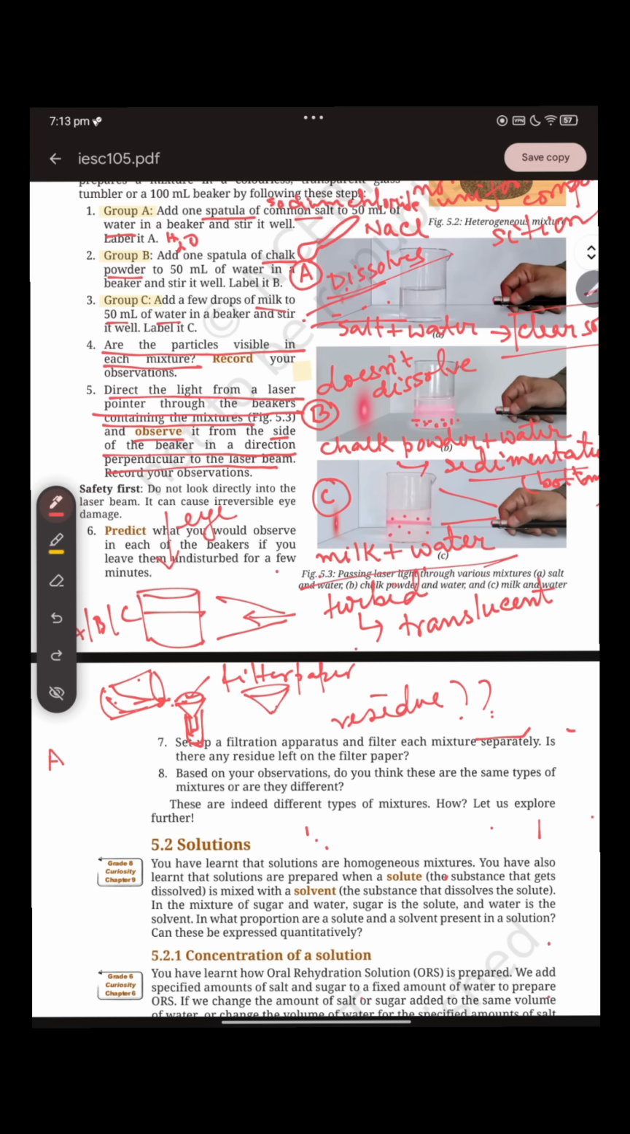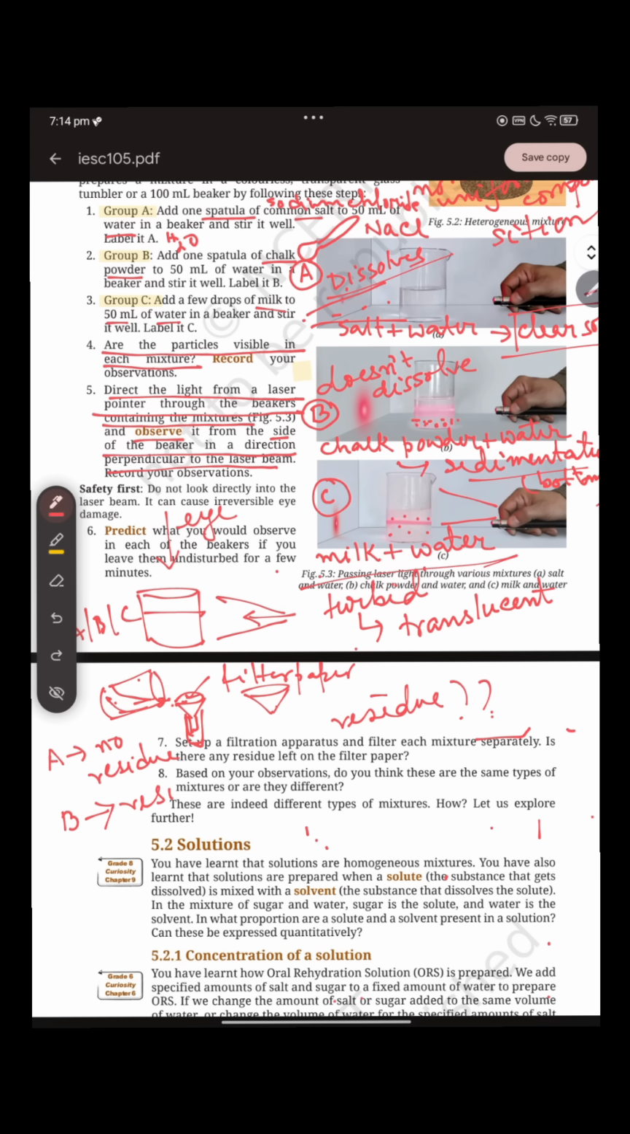In beaker A, there will be no residue. That means you cannot separate the components by filtration. You cannot separate salt or sugar from water by the method of filtration. In beaker B, what will happen?